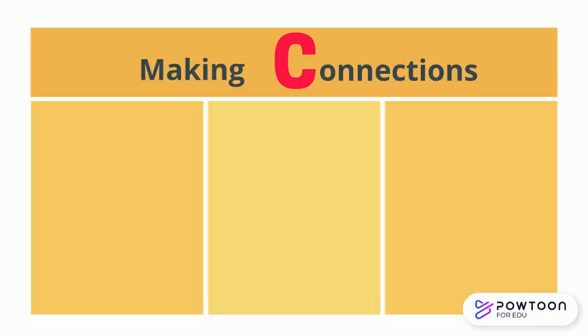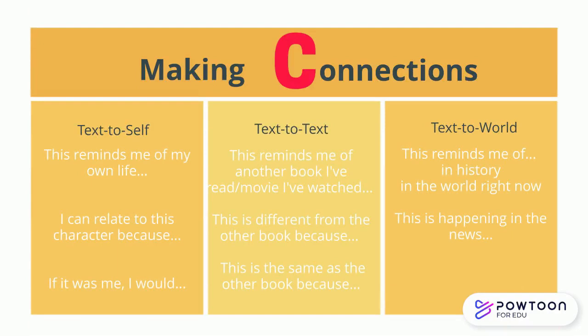Now on to making connections. There are 3 types of connections. Number 1, connect to yourself. Number 2, connect to another text. That could also be a movie. And number 3, connect to the world. Here are some great examples we should be using in our work from now on. When we are making text-to-self connections, we can use "this reminds me of my own life" and then give an example. Please pause the video and write down these sentence starters to help you in your homework today.